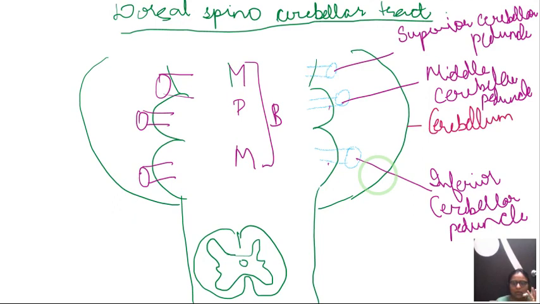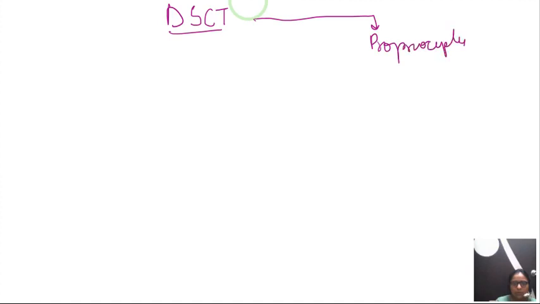Fine. Understand? Clear? So now we will study the dorsal spinocerebellar tract. What is it? I'll write it in short form. Fine. In a tract we initially discuss the function of the tract. So the function of the dorsal spinocerebellar tract is proprioception and kinesthetic sensation.